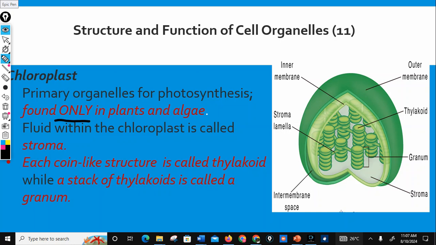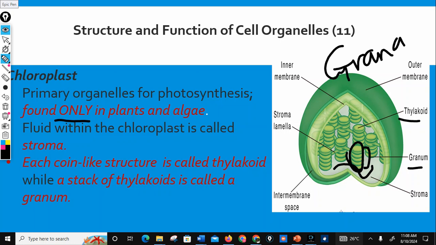All right, then the fluid within this chloroplast is called the stroma. So this blue portion here is called the stroma. You see, these are called thylakoids, singly thylakoid. Then this arrangement is called a granum, and many of these are called grana, the plural of granum.